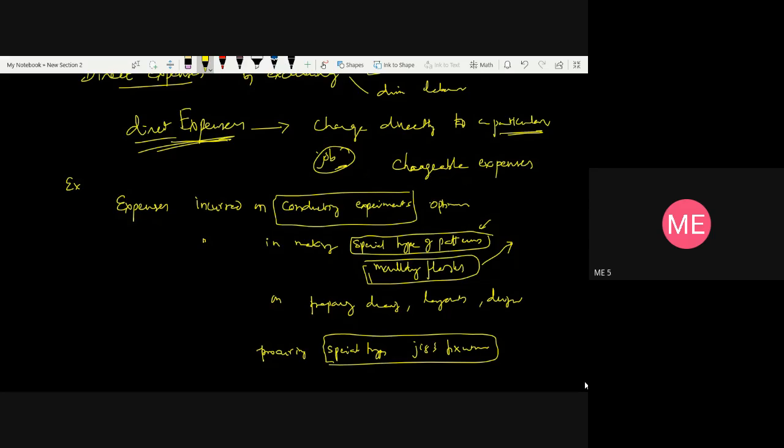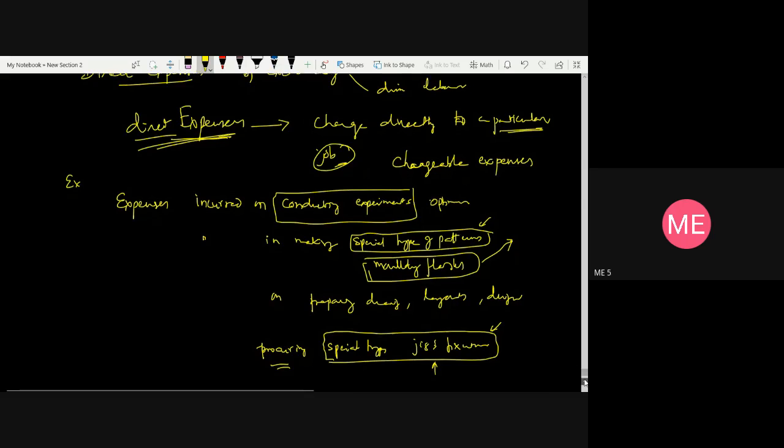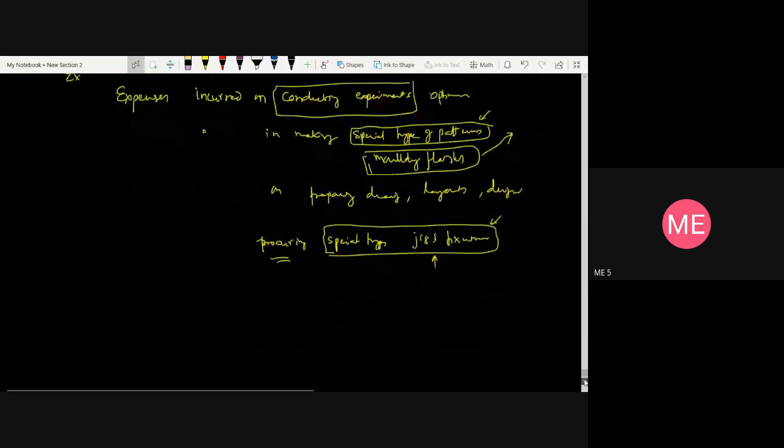Because this material is needed in order to produce a particular final product, we need to have this special type of fixtures. So if you procure those special types of fixtures, those costs, those expenses, are called direct expenses. These are some of the examples which we can categorize under the direct expenses head.